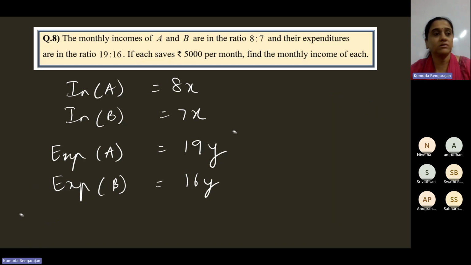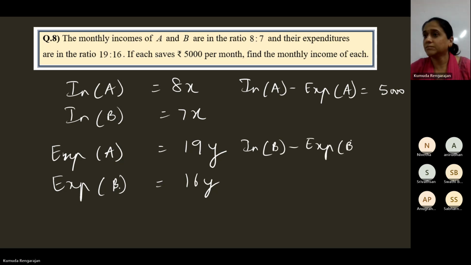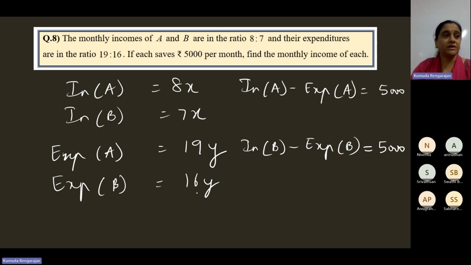So savings is what? Income minus expenditure. Income minus expenditure is savings. Income of A minus the expenditure of A is equal to what A saves, 500. Income of B minus the expenditure of B. Whatever B earns minus whatever B spends is what B saves, which is 500. Not income plus expenditure. Income minus what you spend is equal to your savings.